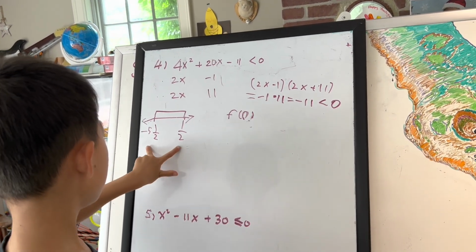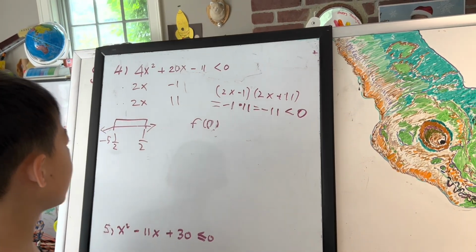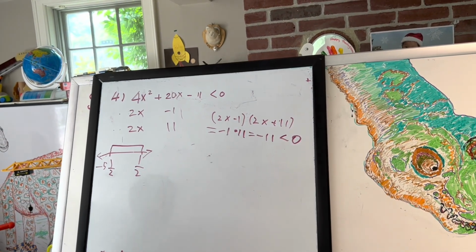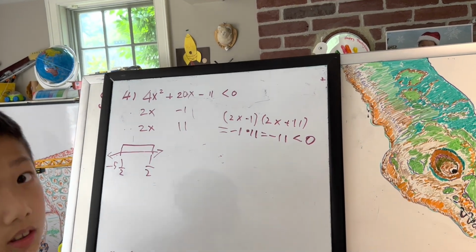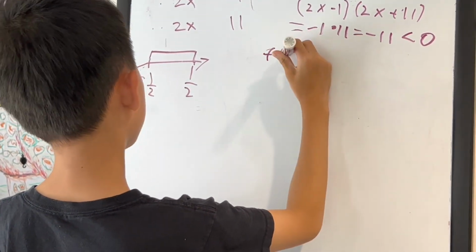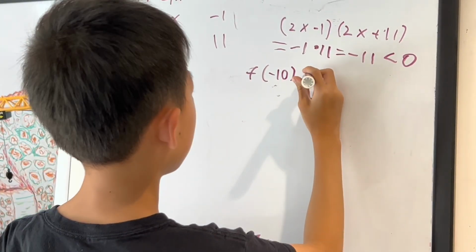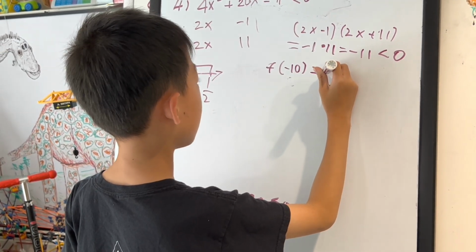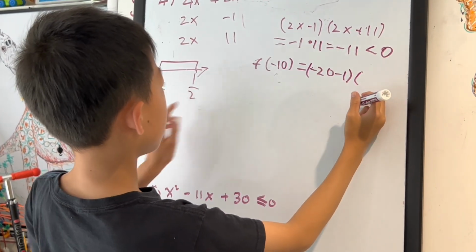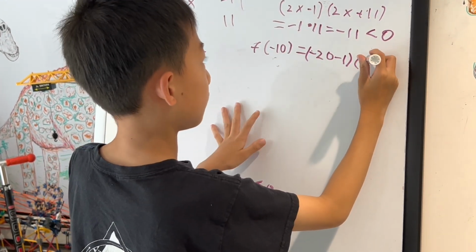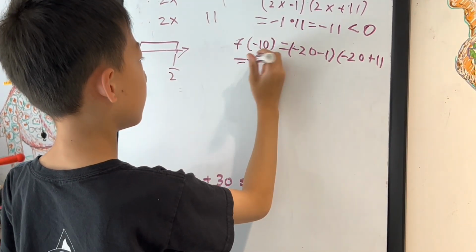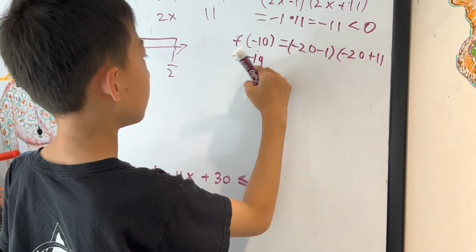Now I'm going to try what will happen if I choose something else. What happens if I choose something out of the box? What if I chose 6.5? I'm going to try something -10. So f(-10) is equal to -20 minus 1 times -20 plus 11, equals -21 times -9.